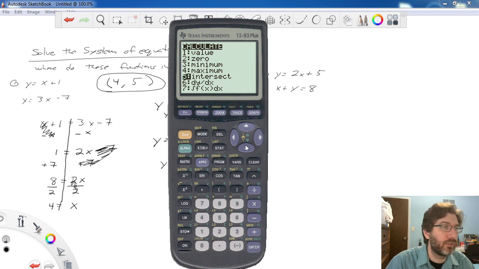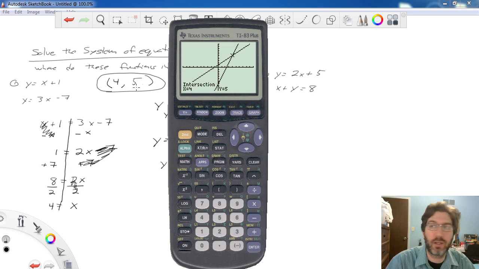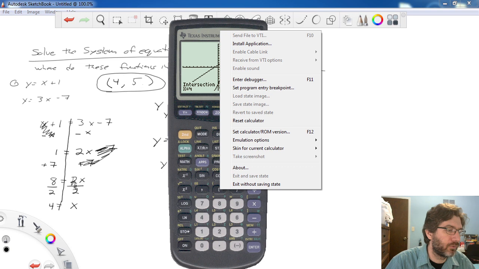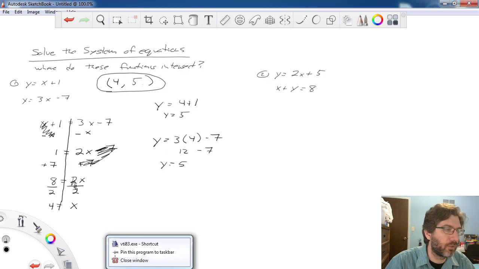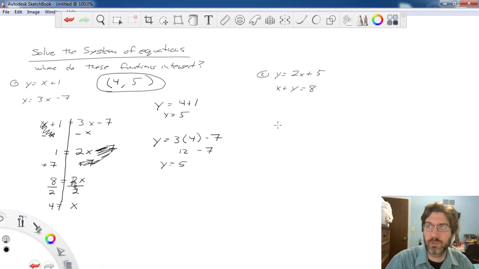And go down to intersect, select both our lines and tell us where they intersect at, and it's 4, 5, which is where we got. No, this is not number 1. This is just a random problem I chose. I can do some on the sheet later. Once I get through the next one, I'll do some from the sheet if you have questions on that.